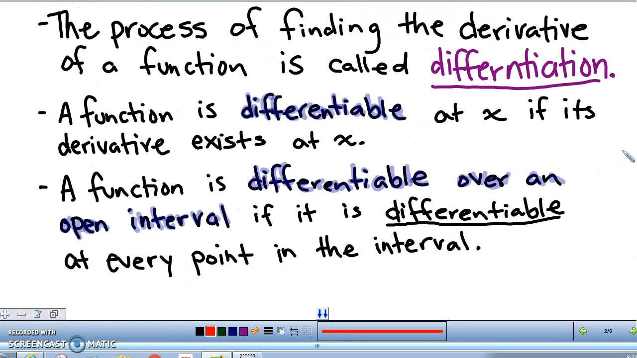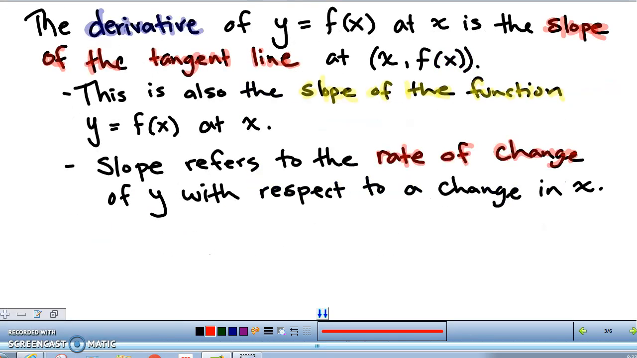So the process of finding the derivative of a function is called differentiation. A function is differentiable at x if its derivative exists at x. A function is differentiable over an open interval if it is differentiable at every point in the interval. Copy these notes down. I'll explain more when we get to the example.